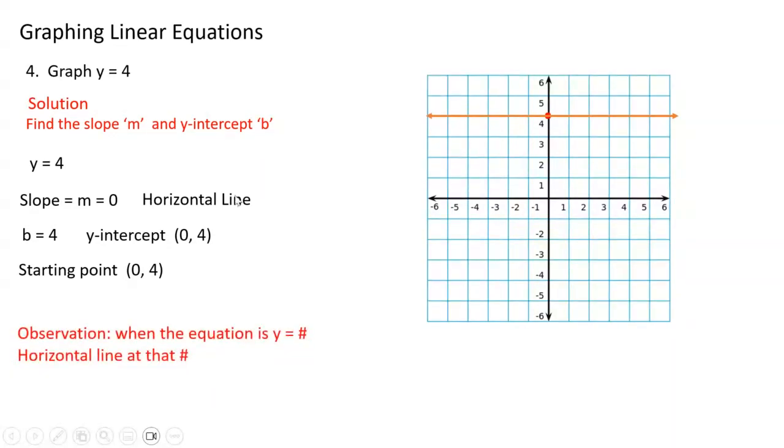Okay, this is what I put here. Observation: when the equation is y equals a number, it can be any number, the horizontal line will be at that number, which in this case was 4. Y equals 4, so it's going to be a horizontal line at y equals 4.